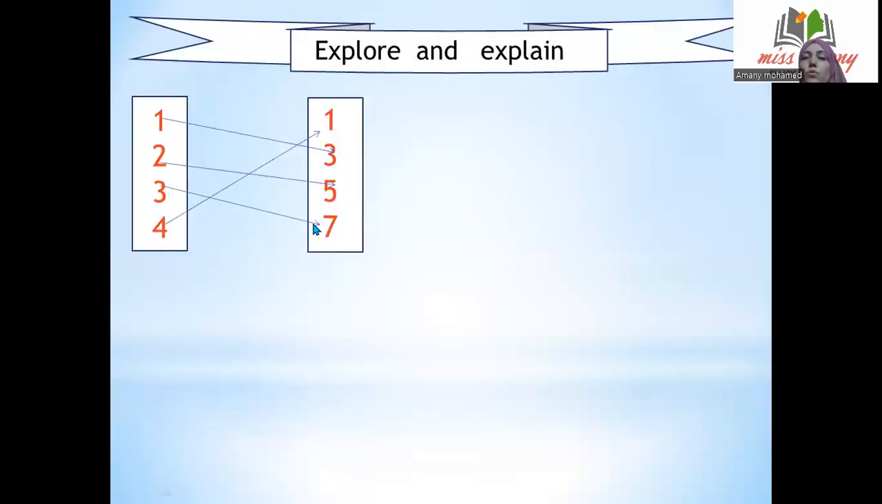Here we have two sets, and the relation between these two sets is 1 paired up with 3, 2 paired up with 5, 3 paired up with 7, and 4 paired up with 1. Okay? Who can tell me the range here? Yes. Smart. Okay, 1, 3, 5, 7.